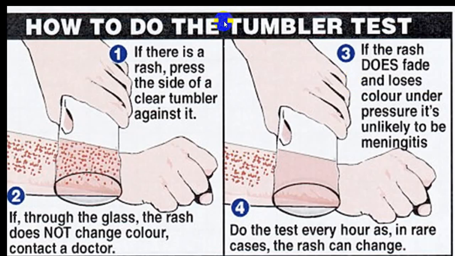So while doing a glass test, if there is a rash, press the side of a clean glass or a tumbler against it. If through the glass the rash does not change the color, contact the doctor. If the rash does fade away and loses the color under the pressure, it is unlikely to be meningitis. This helps you to detect subcutaneous bleeding, or what we call petechiae, apart from rash.